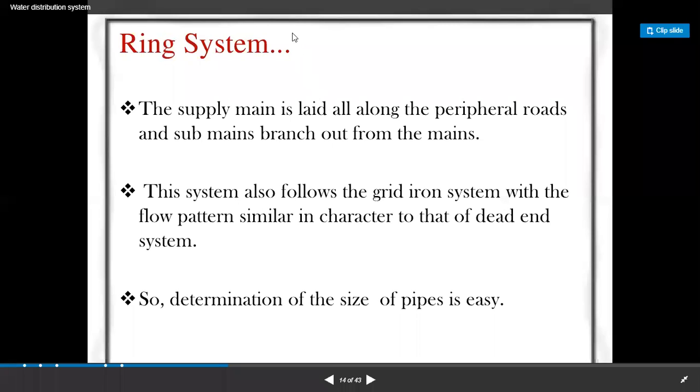Then this system also follows the gridiron system with a flow pattern similar in character to that of the dead end system. That is, it is a combination of gridiron system plus dead end system, means it has a rectangular shape like a gridiron system, and it also has dead ends. So determination of size of pipes is easy. In the ring system, the determination of size of pipe is easy because it has the gridiron system and also has dead ends.